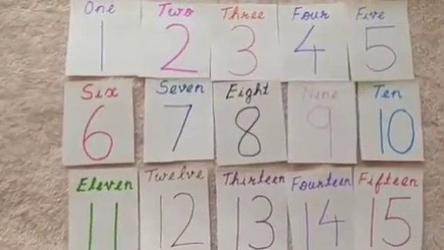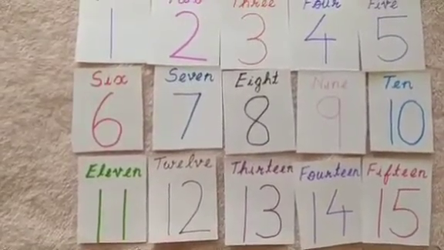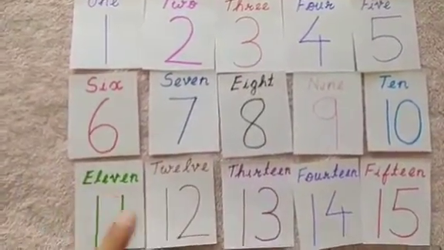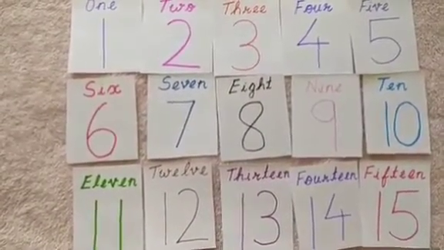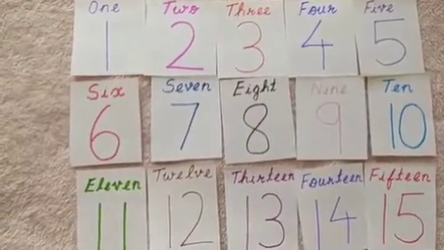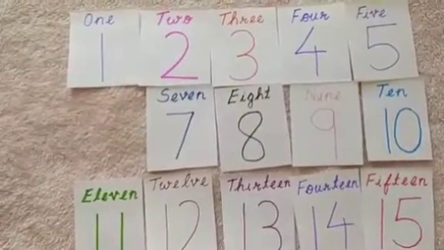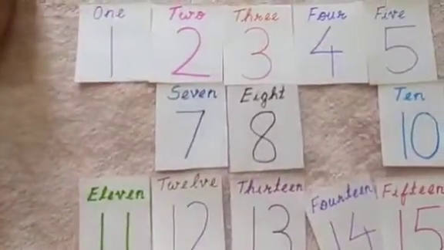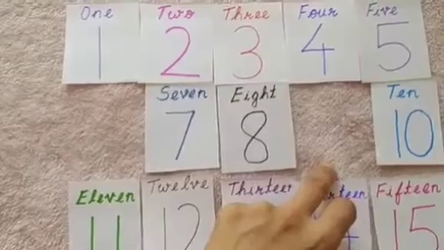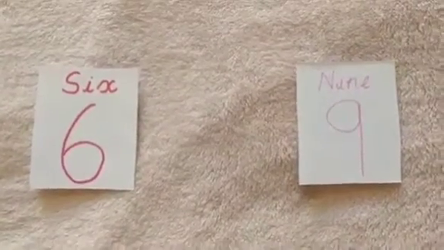So children, let's start doing the comparing activity. We are going to compare two numbers. For that, I have these number cards laid in front of me. I'm going to pick up two random numbers. Here I pick up number 6, and I pick up number 9. Now what I'm going to do is make a tower using blocks.